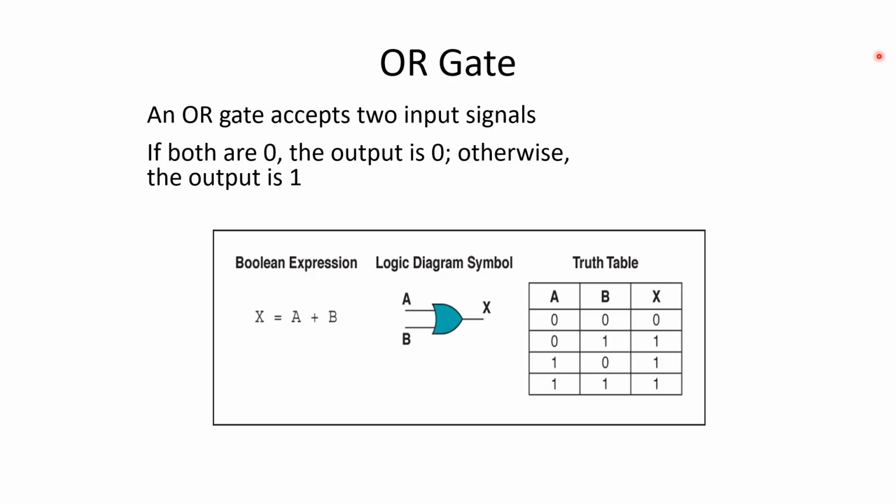OR gates are used in an alarm. An alarm will go off if any one of multiple sensors or inputs detects an issue. It can be used in circuits where an action occurs if any one of the multiple conditions is met.